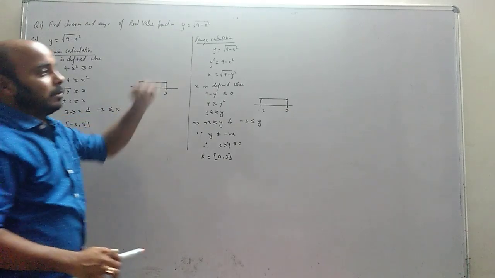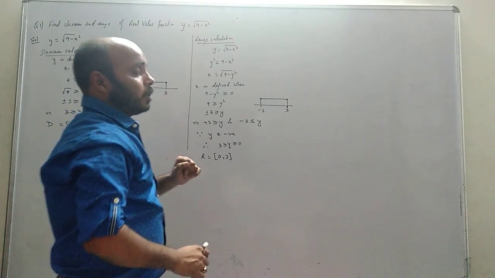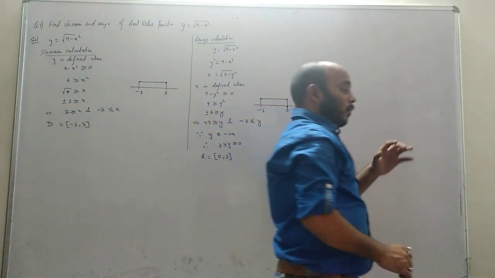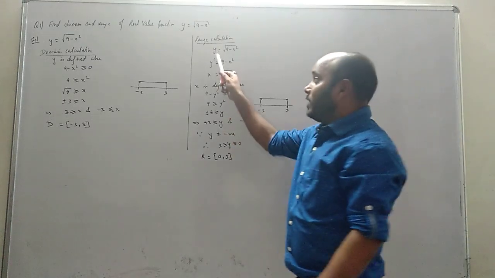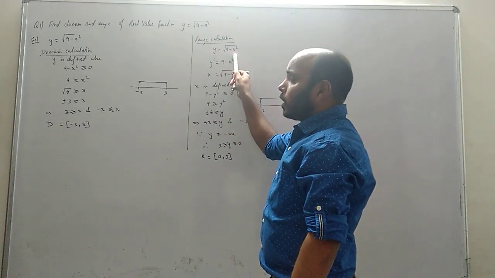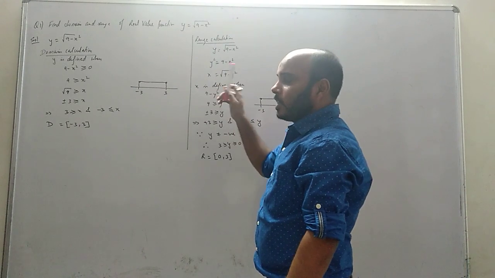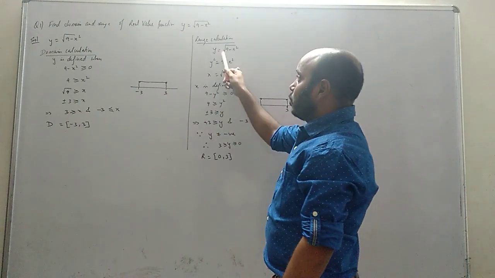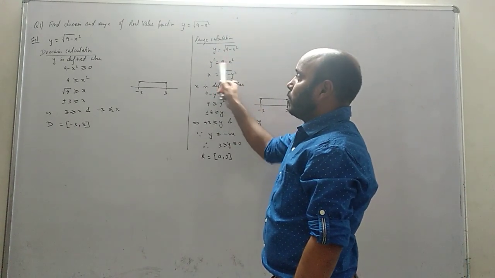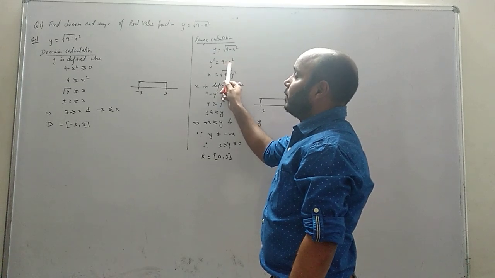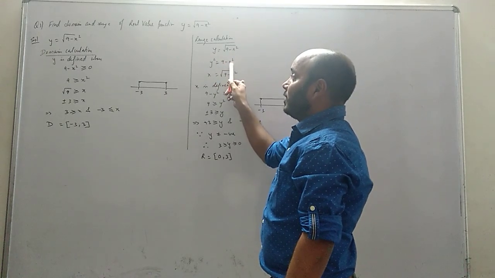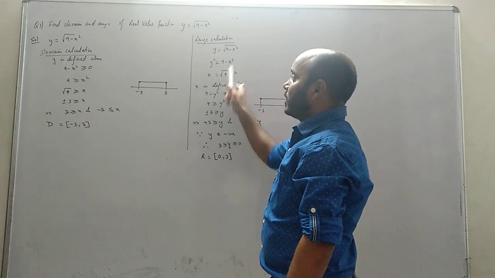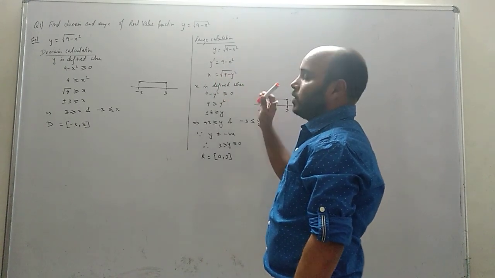Now comes the range calculation. What is your job? First, y in terms of x is given. Your job is to convert x in terms of y. That means keeping x on one side and the rest on the other side. So first remove the root by taking the square on both sides. Then I'm keeping x on one side and y on the other side. So x square this side, y this side. So now x is under root 9 minus y square.